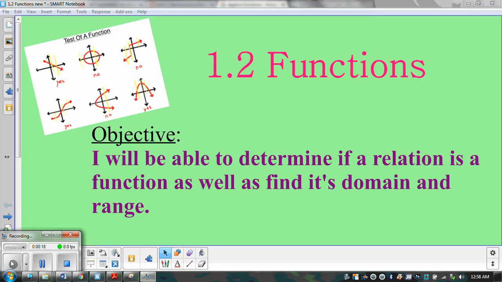You should be able to say, I will be able to determine if a relation is a function, as well as find its domain and range. Some of the vocabulary and terms you're going to see today you have not seen before. That's okay, don't panic. We will be practicing these concepts from now through May. Once you have the objective written down, go ahead to the next slide.